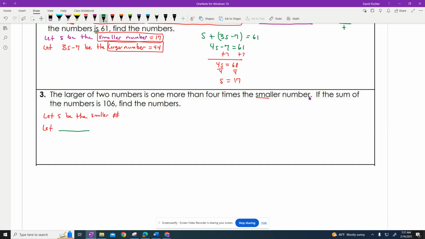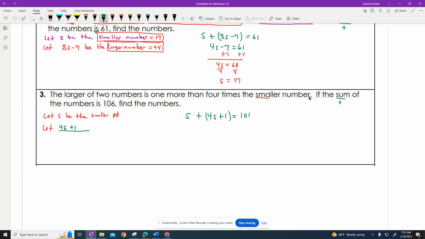Well, I don't know what the smaller number is, but I want 4 times it. So I'm going to write 4S, and I want 1 more than that. So I'm going to put plus 1. All right, catching on? So now, again, it looks like we're doing the sum of the two numbers, so I don't know what the smaller number is, so I'm going to put S plus the large one, which we just said was 4S plus 1.